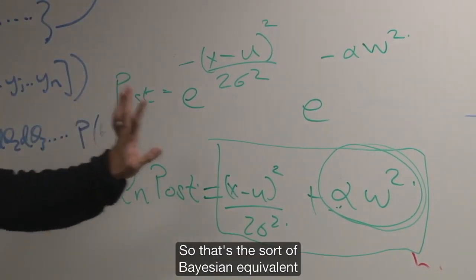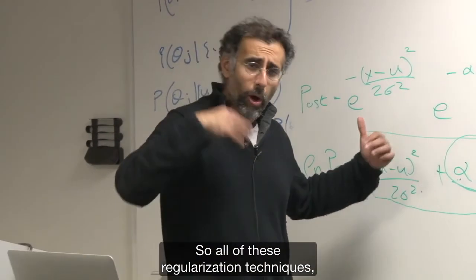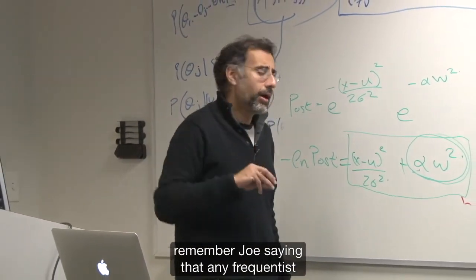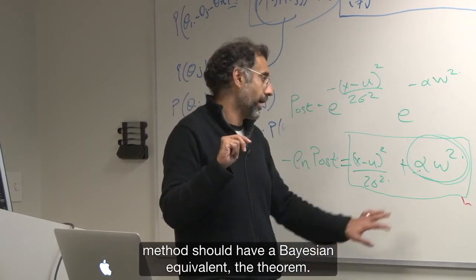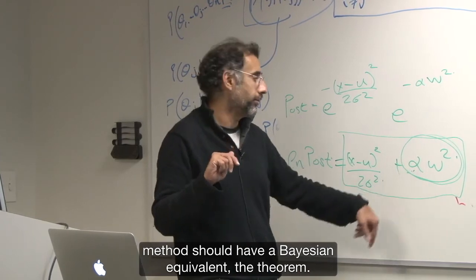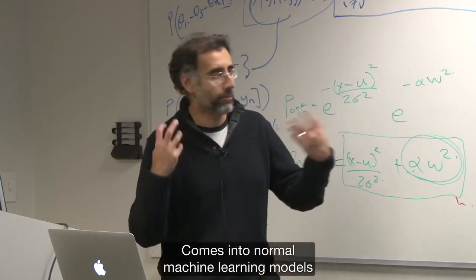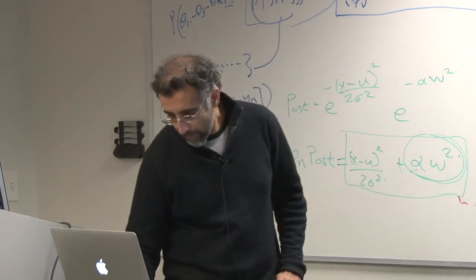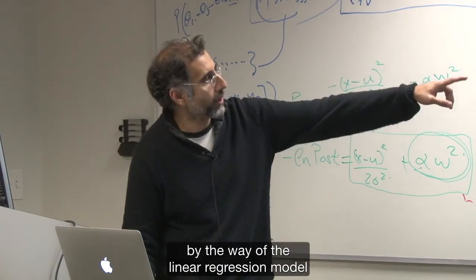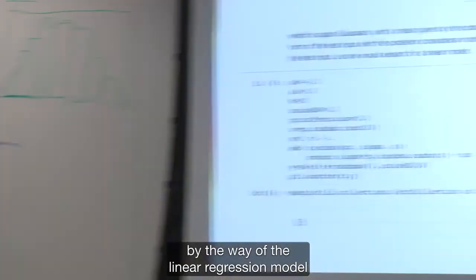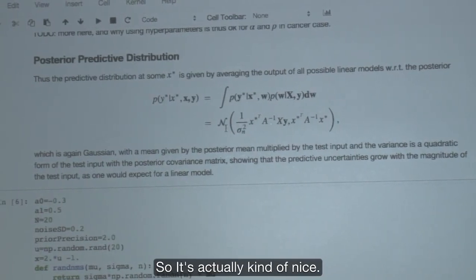So that's the Bayesian equivalent to the regularization. So for all of these regularization techniques, remember Joe saying that any frequentist method should have a Bayesian equivalent, the theorem. There you go. And that's how regularization comes into normal machine learning models from a Bayesian perspective. Okay, and the posterior predictive distribution, by the way, of the linear regression model is also a normal distribution, so it's actually kind of nice.